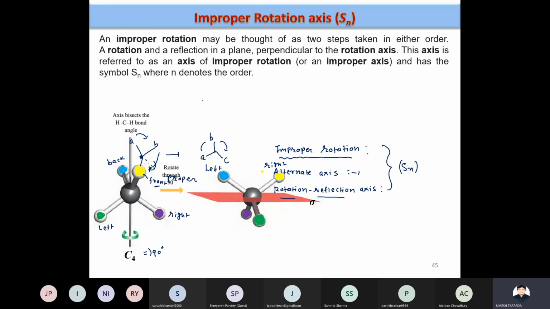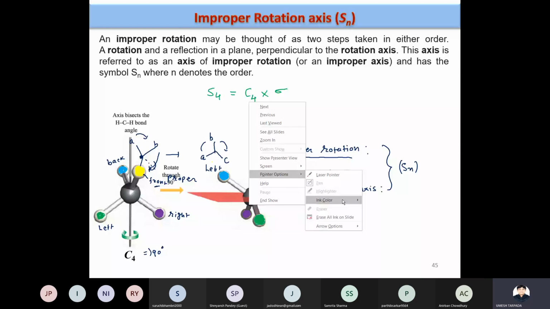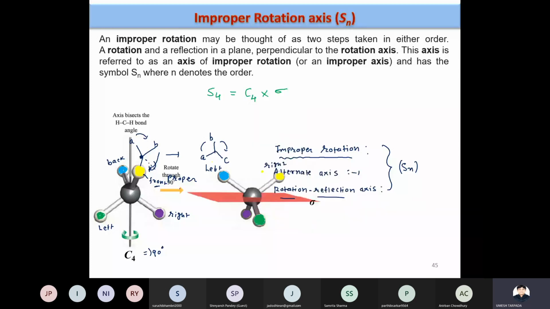But see, in order to have an S4 axis, S4 is a combination of two processes, that is rotation followed by reflection. So now rotation you have already given. Now you go for reflection. Reflection using a plane which is perpendicular to the principal axis, that is this red color plane. So this green and pink color hydrogen shows above the plane in this way. So this is a green color and you can say purple color.